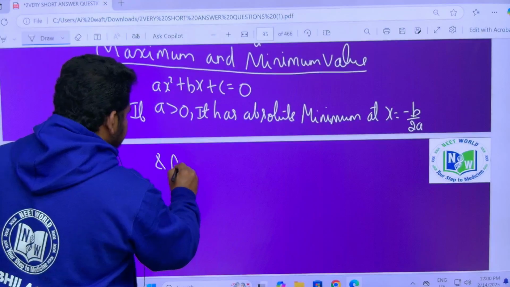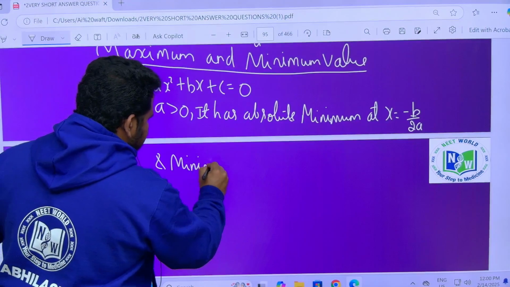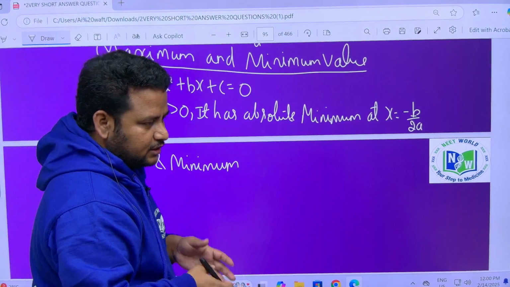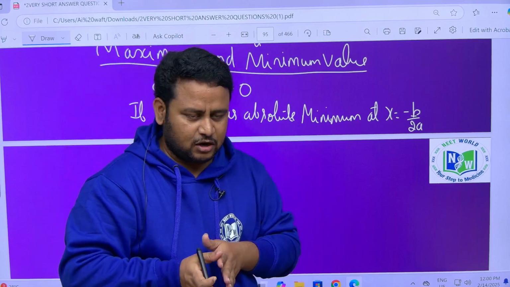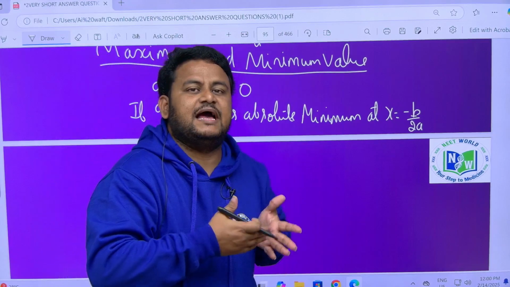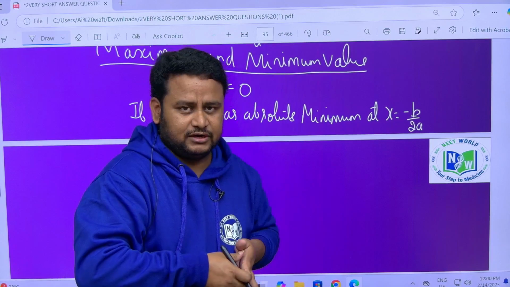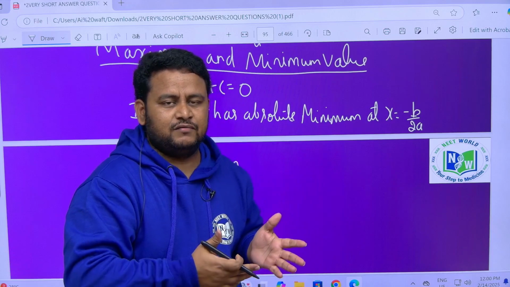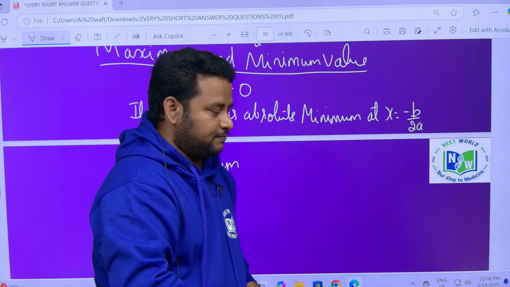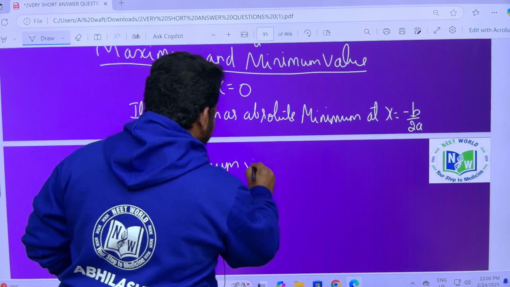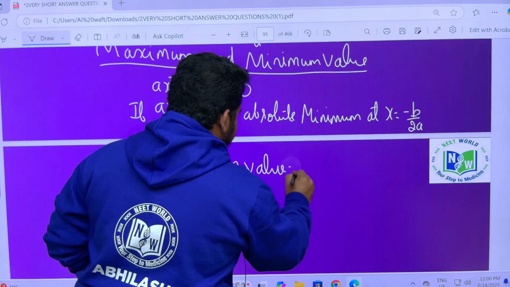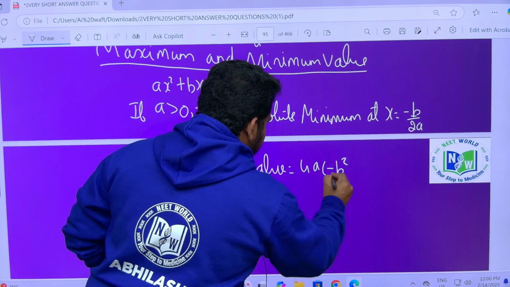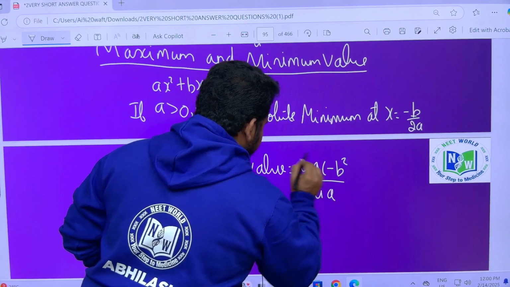It's not just that they will ask whether it is having maximum or minimum. Of course you have to tell whether it has a maximum or minimum, and you have to tell the exact value of the absolute minimum or absolute maximum. Got it? The minimum value is given by (4ac minus b square) by 4a. This you have to remember.